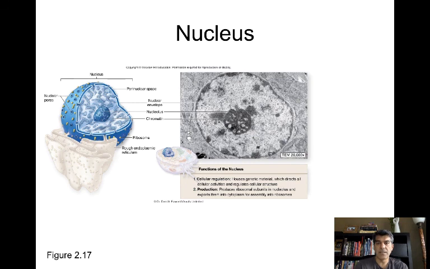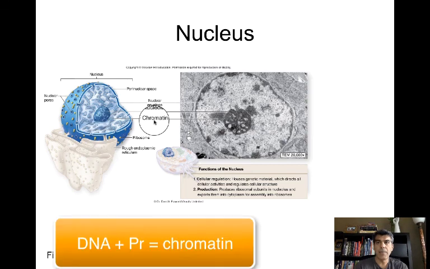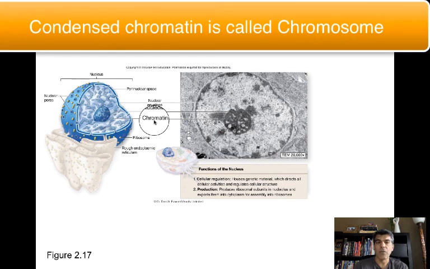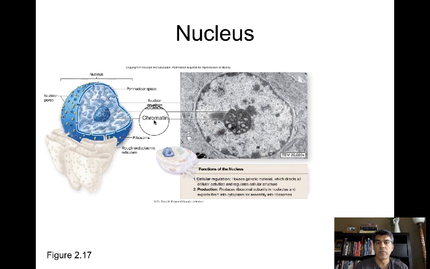Before we end this series of slides, I need to mention the chromatin in this picture. DNA and protein together is called chromatin. If chromatin becomes condensed, we call that structure chromosome. So what's the difference between chromosome and chromatin? Technically, there's no difference. Chromatin and chromosome both are composed of DNA and protein. Chromatin is loosely packed, but chromosome is densely packed.